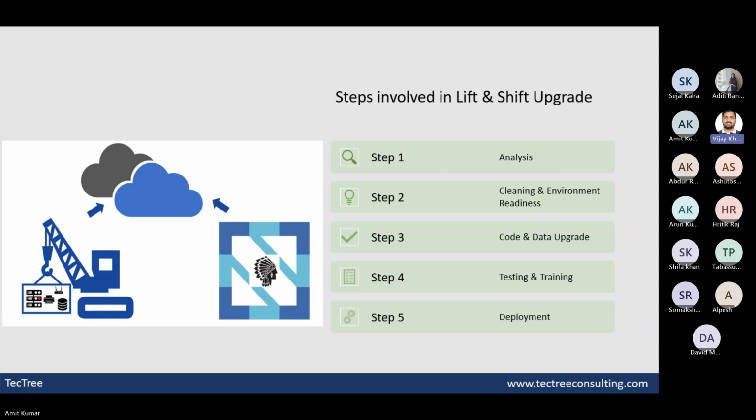So the steps involved are analysis. We do a quick analysis, we take the environment backups, and we clean whatever needs to be cleaned. The code and data upgrade has to be done because the methodology we use in Navision coding is different from the methodology in Business Central coding. So code has to be upgraded as per the new methodology and issues have to be fixed. And then finally we do testing and training, and at the end of the day, deployment. So this is a slightly different process compared to Navision and Business Central. All right. Yeah, Aditi, can you jump to the next slide?